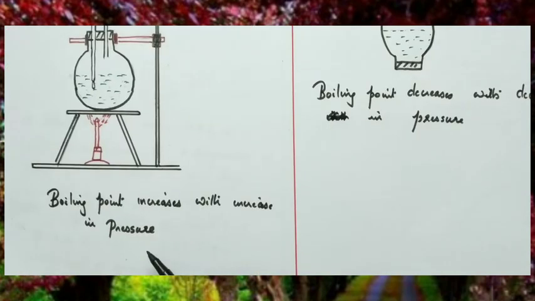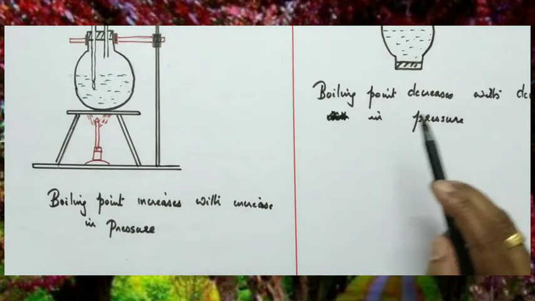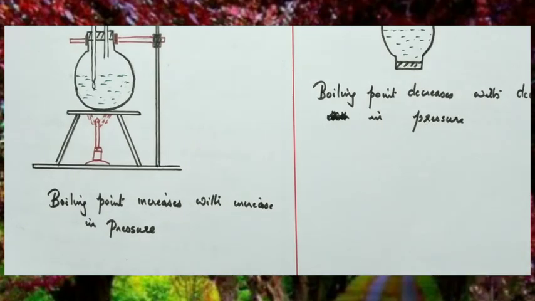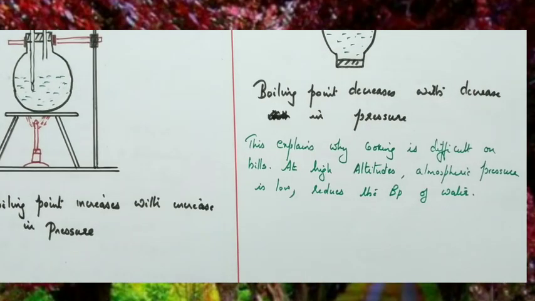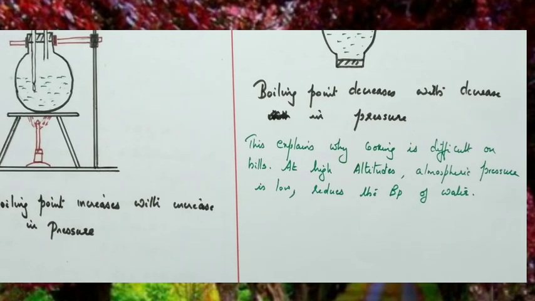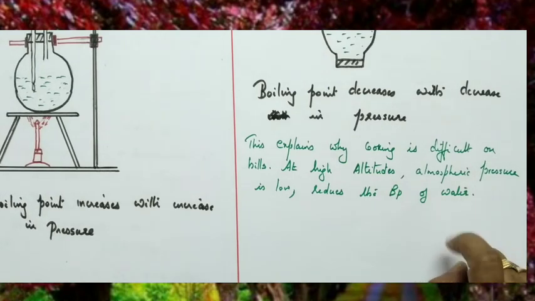Hence we can say that as pressure increases, boiling point increases. As pressure decreases, boiling point decreases. And this explains why cooking is difficult on hills. In mountain areas or hilly regions, cooking is very difficult. The reason is that at high altitude atmospheric pressure is low.